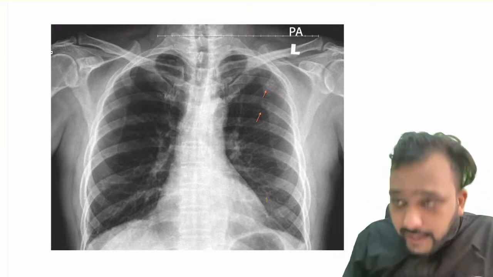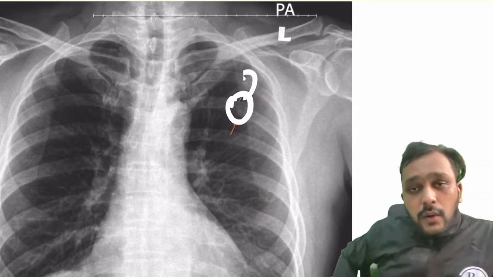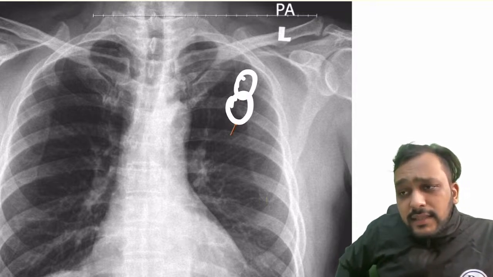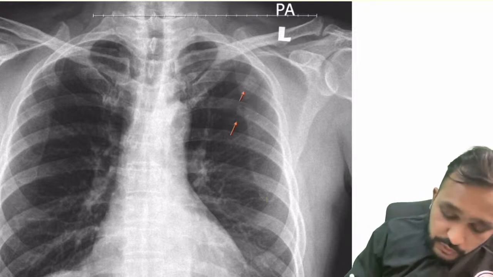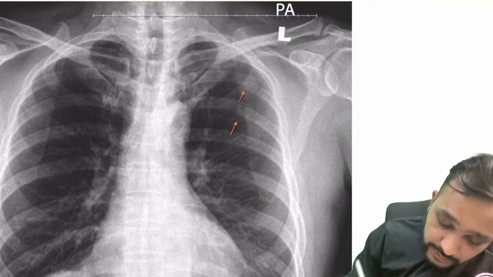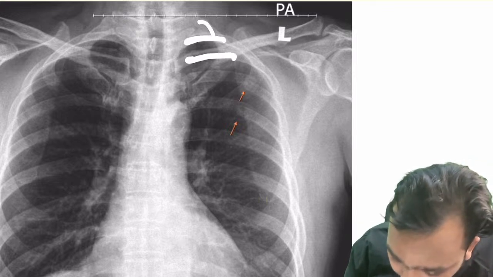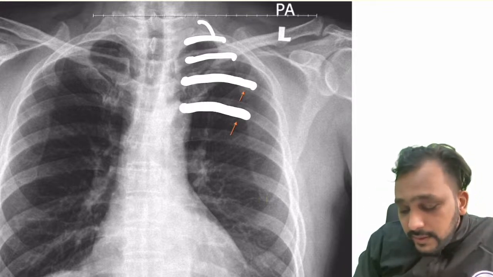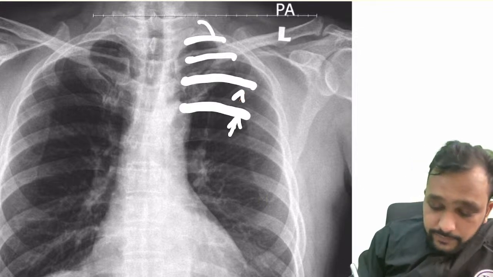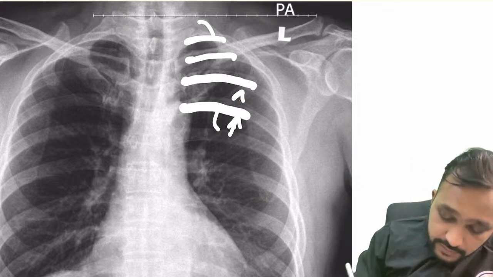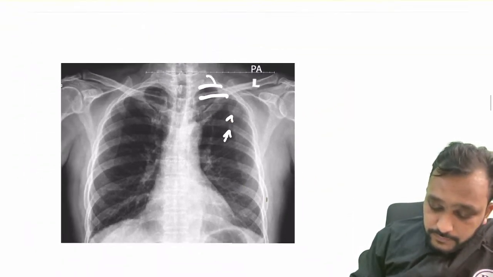If I'm looking at this area, you can see that there is a fracture involving this rib. Now the question will be asked, the fracture is seen involving which ribs? So here comes the importance of how to identify the ribs. Let us try to identify. This is the first rib, this is the second, this is the third, and this one is the fourth rib. So here in this image we can see that there is a fracture involving the fourth and the fifth rib, right?